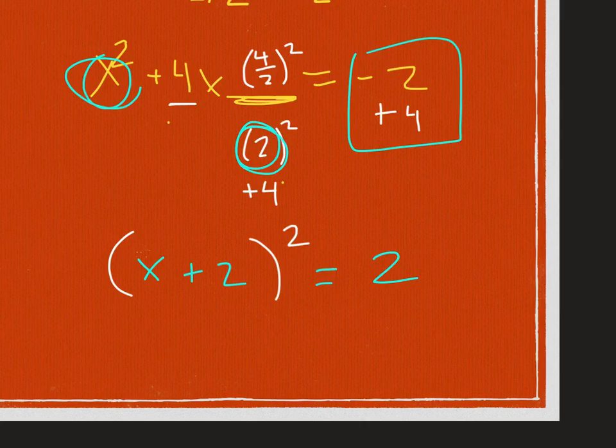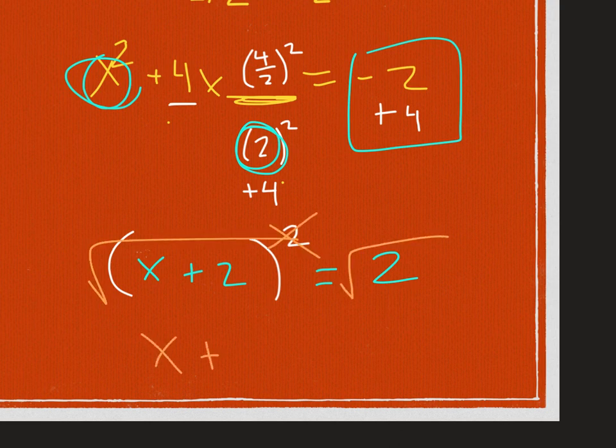What do we have to do to both sides of our equation to get rid of that? We need to find the square root. Take the square root of both sides. So the square root cancels out with that squared. So we have x plus 2 on the left side. What's the one thing we can't forget when we take the square root of both sides? Plus or minus. So plus or minus square root 2.